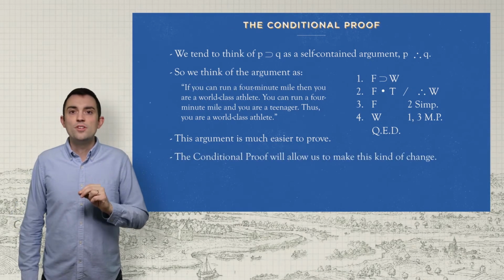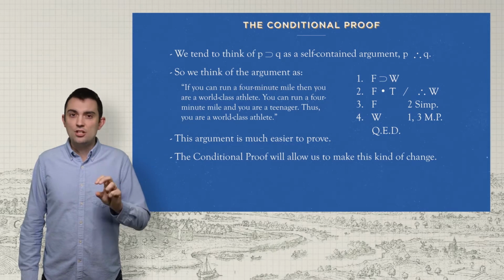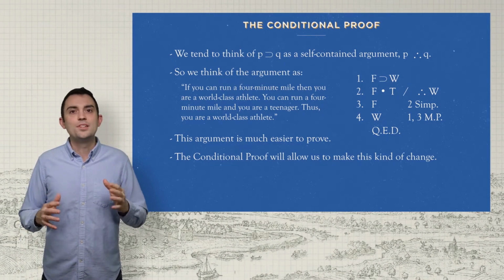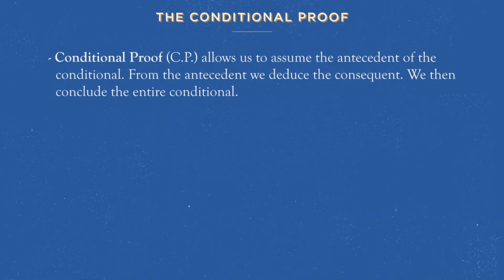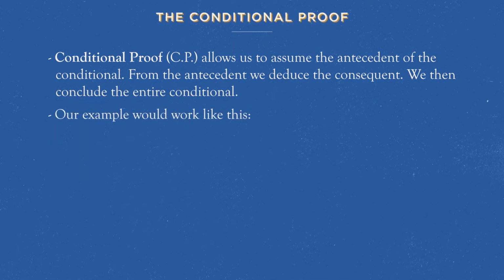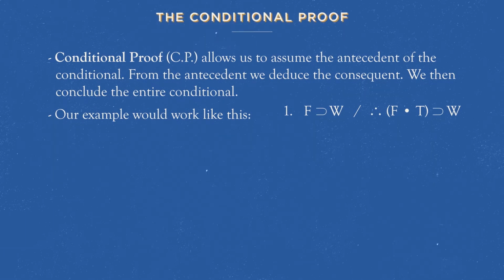So the conditional proof allows us to make that sort of change, not in exactly the same way, but the same idea is behind it, and this is how it's done. Conditional proof, CP, allows us to assume the antecedent of the conditional. From the antecedent, we deduce the consequent. We then conclude the entire conditional. Our example would work like this. Up there, if F, then W, therefore, if F and T, then W. This was pretty difficult to show without the conditional proof, but watch this.